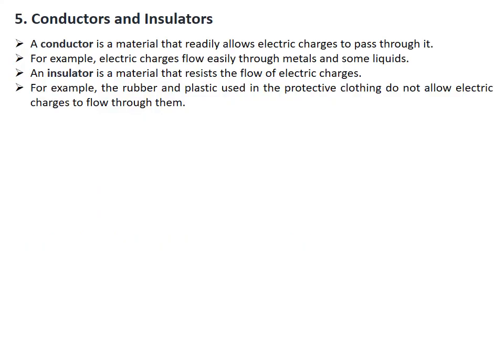Now, we are going to learn the difference between a conductor and insulator. A conductor, by definition, is a material that readily allows electric charges to pass through it. For example, electric charges flow easily through metals and some liquids. But an insulator is a material that resists the flow of electric charges. For example, the rubber and plastic used in the protective clothing do not allow electric charges to flow through them.